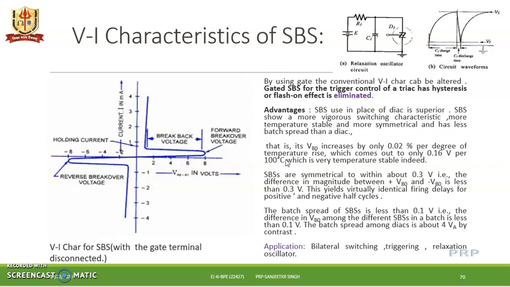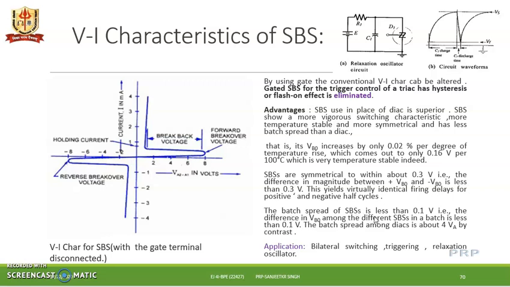That will give, for 100 degree centigrade, 0.16 volt increase. That is considered as very temperature stable performance. And SBS is symmetrical, as I said, its symmetry with respect to the breakover voltage is 0.3 volt or even less. That is the magnitude difference between the breakover voltage in positive direction and reverse direction.